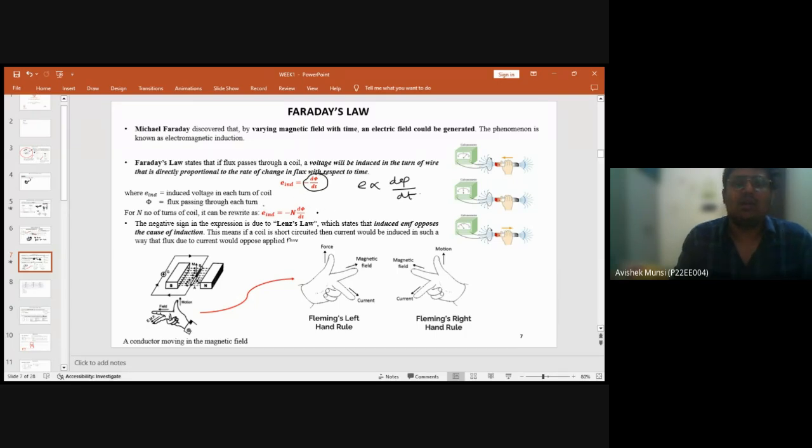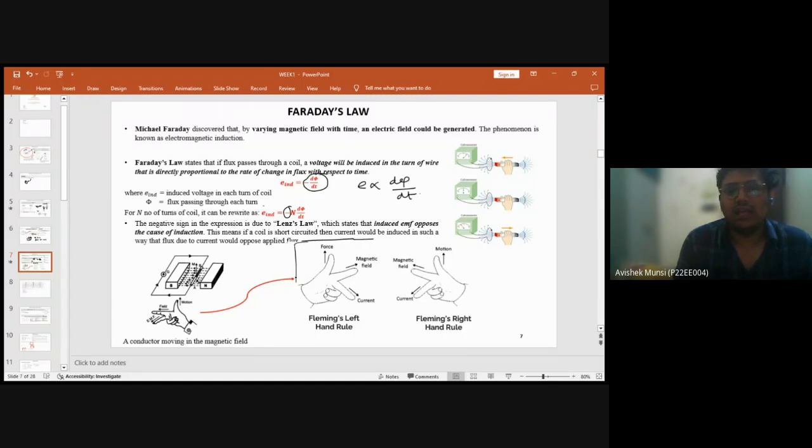But we use a negative sign here because of Lenz's law. You are all electrical engineers, so I think you all know Faraday's law and Lenz's law. But I also write over here that the negative sign is due to Lenz's law, which states that the induced EMF obviously opposes the cause of the induction. Based on this we have two laws, which you have to know more in the case of DC machines.